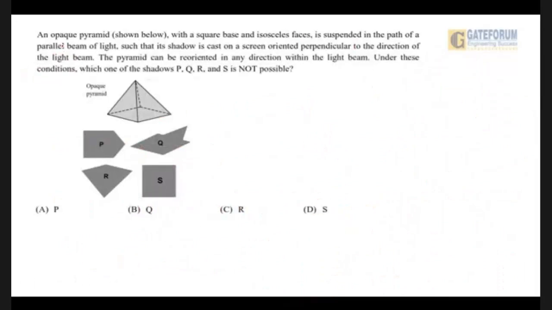Now this one might be as difficult for you all as the previous one. An opaque pyramid shown below with a square base and isosceles faces is suspended in the path of a parallel beam of light such that its shadow is cast on a screen oriented perpendicular to the direction of the light beam. The screen would always be perpendicular to the direction of the light beam. They have asked, the pyramid can be reoriented in any direction whatsoever. Under these conditions, which one of the shadows is not possible? So think it out.